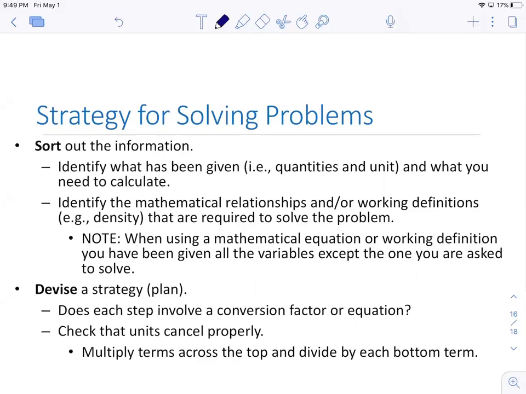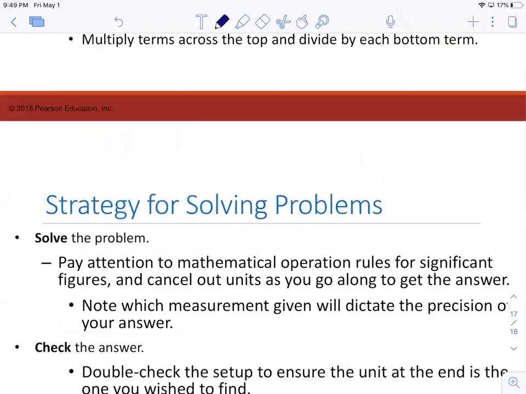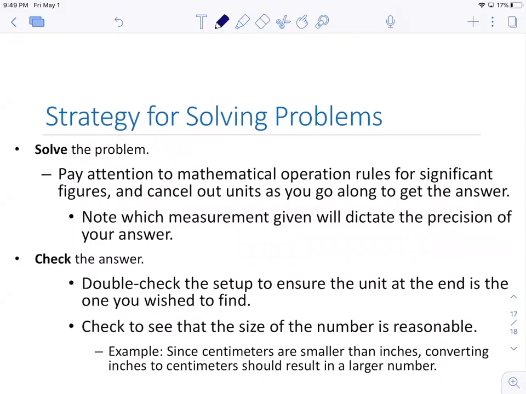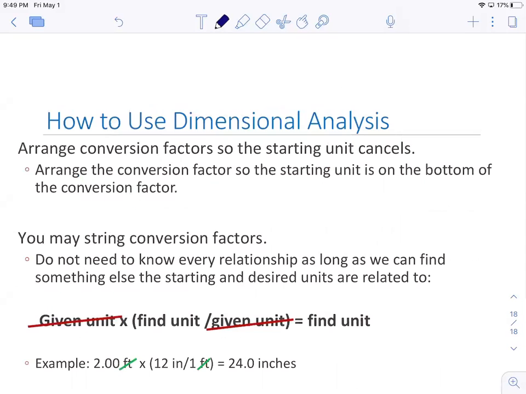Then devise a strategy plan. Tell yourself, hey, what am I trying to get to? What units do I need to cancel things out? And that plan will help you then solve the problem. When you pay attention to the actual mathematical operations and significant figures, then canceling out units as we go along. We'll see an example of this in class a few times. And then checking your answer, does it make sense? That's always the last step.